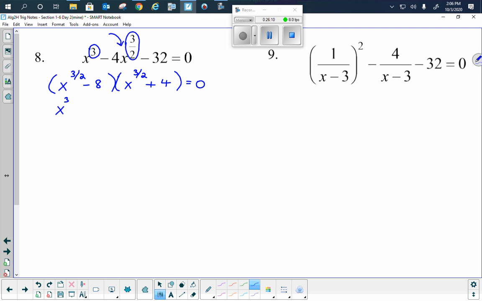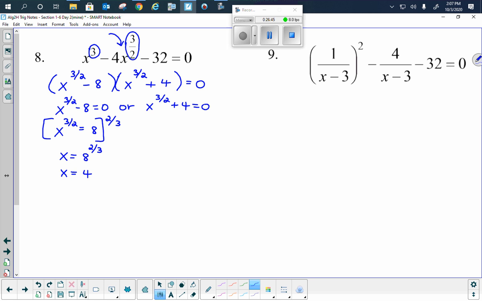So x to the 3/2 minus 8 equaling 0, or x to the 3/2 plus 4 equaling 0. All right, so x to the 3/2 equals 8. You're going to raise both sides to the 2/3 power. And when you do that, 2/3 times 3/2 is 1, so you just get x to the first equals 8 to the 2/3. Okay, which should mean to you the cube root of 8, which is 2, and 2 squared, which is 4. I'm not boxing it because I did raise things to powers. In fact, I squared something, so I do have to check this.